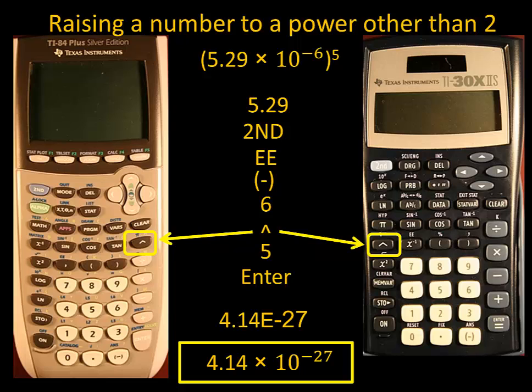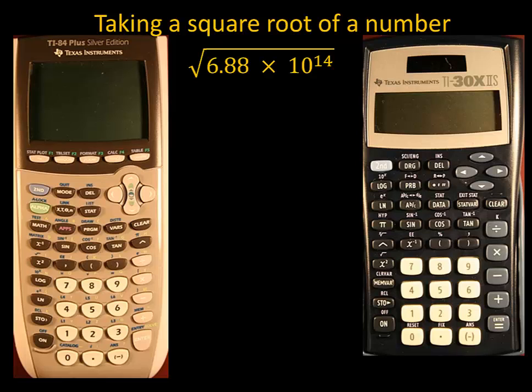Let's take the square root of a number. In this case, 6.88 times 10 to the 14th. This calculation is a bit different than the others in that you input the function before you input the number. Here are the keystrokes. We start off by hitting the second button, and we have to push this button first because the square root is in the writing above the x squared key. So second, square root. This key is here on the TI-84 or 83 and there on the TI-30.